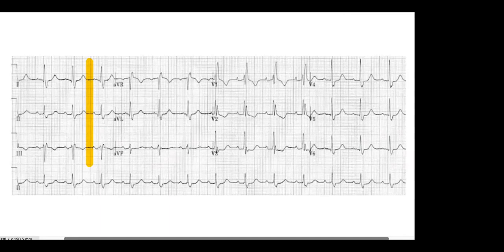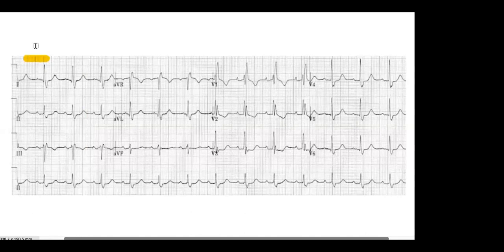So, without wasting much time, just by looking at V1 or V2, we can conclude that it's a right bundle branch block, because, as we said, to determine whether it's a right or a left bundle branch block, you have to look at the precordial electrodes. V1, V2 tell you more about the right side. V5, V6 tell you more about the left side. And if you look at how the electrodes are placed, that makes sense.